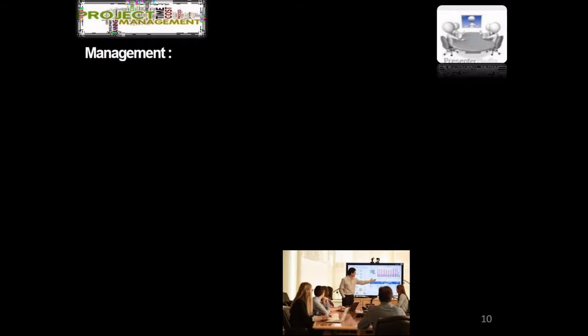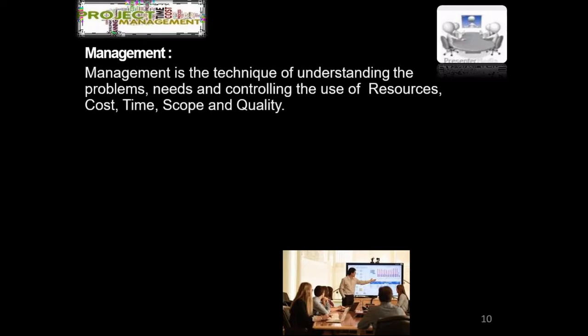We are discussing project, but what is management? Management is a technique of understanding the problems in the project and the needs in the project, and using all the resources: cost, time, scope, and quality. So all this is management.